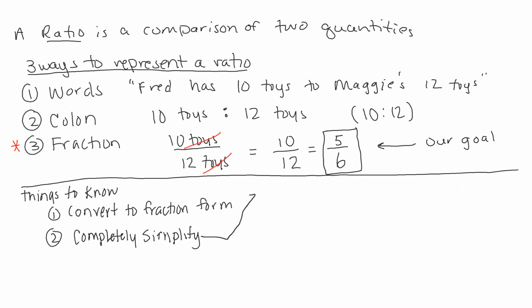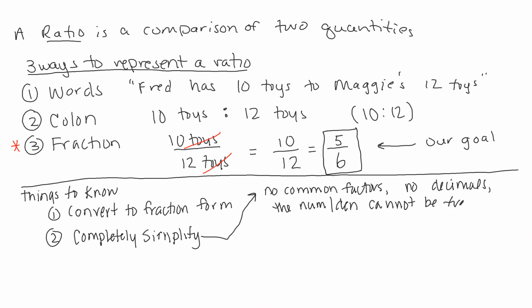Now, completely simplify means a couple of things. No common factors, no decimals. And then this is the weird part. You're going to write your answer as a simplified fraction, but the numerator and denominator cannot be fractions or mixed numbers. So that might not make sense right now, but I will show you examples where you have a ratio where the numerator and or the denominator would be a fraction or a mixed number all on its own. We need to simplify that out.